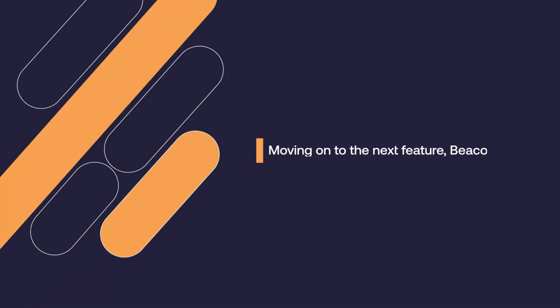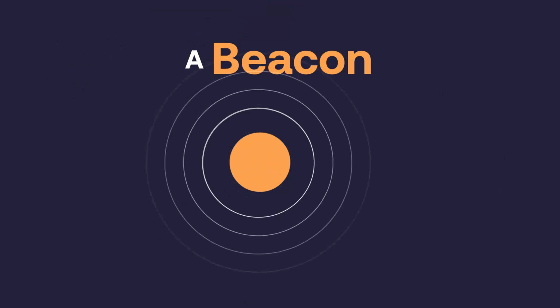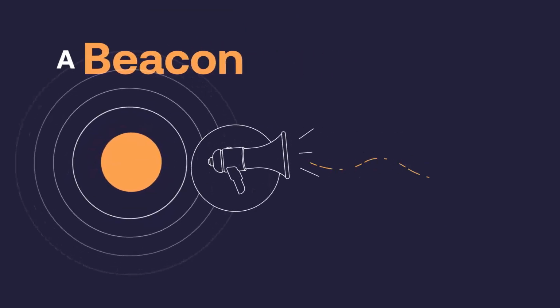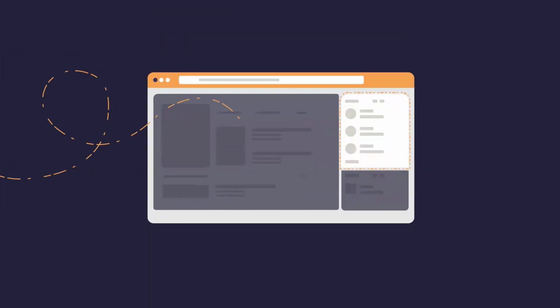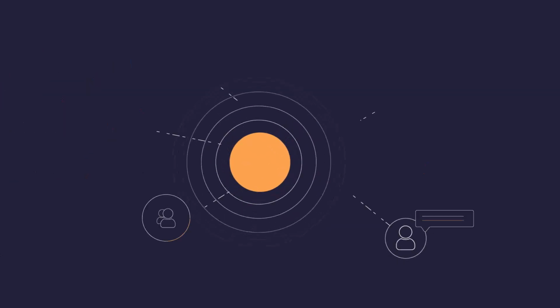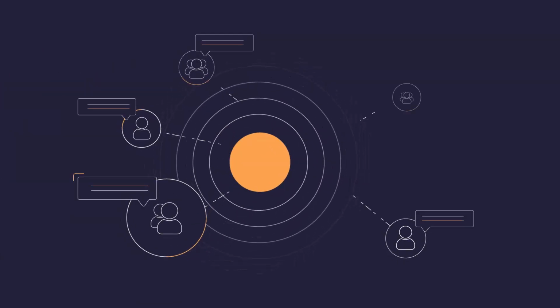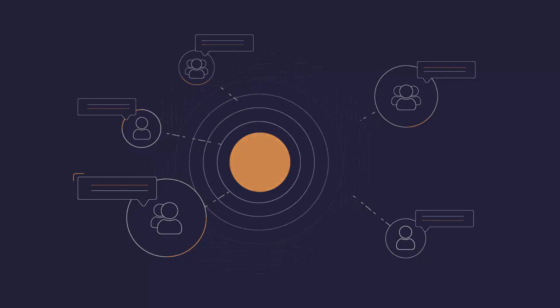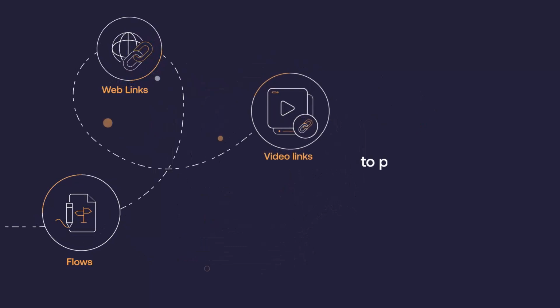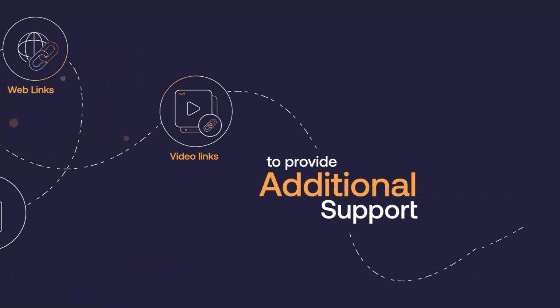Moving on to the next feature, beacons. A beacon is a shout-out to draw your users' attention to a specific element on your application. Beacons ensure that the end users don't miss any communication. Beacons can also be linked to existing content like flows, web links, and video links to provide additional support.